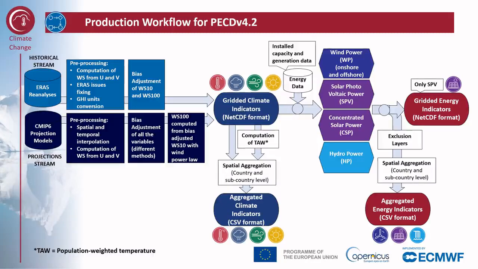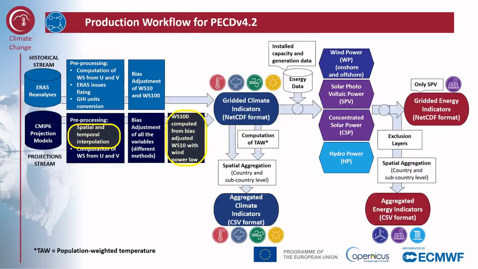To compute the energy indicators, some installed capacity and generation data are needed to train and validate the conversion models. There are 4 main energy conversion models: wind power, solar photovoltaic power, concentrated solar power, and hydropower. Exclusion layers are then applied if needed, and spatial aggregation is performed again to produce aggregated energy indicators at country and sub-country level.